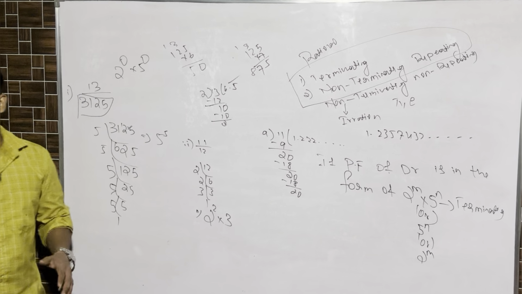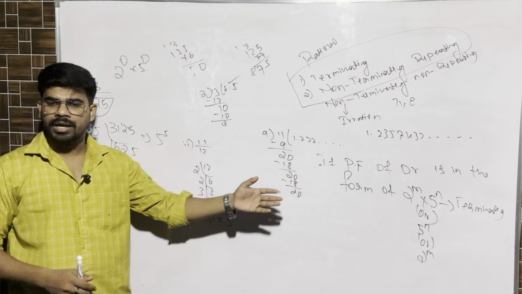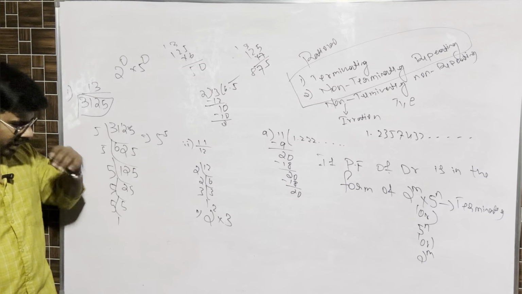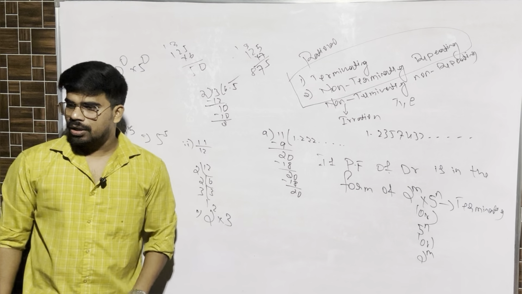What is the statement that you will write? The denominator is not in the form of 2 power n and 5 power m, or 2 power n, whichever variable you choose according to your convenience, not a problem. So, hence it is non-terminating.